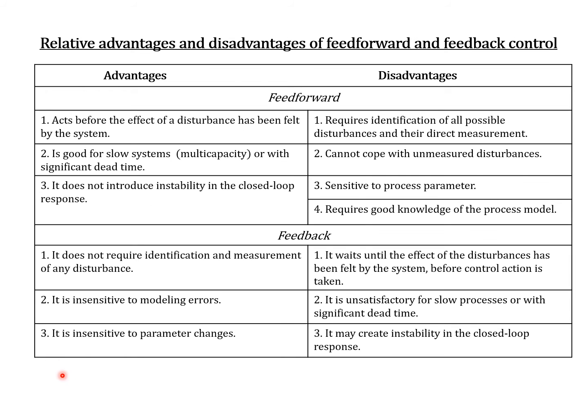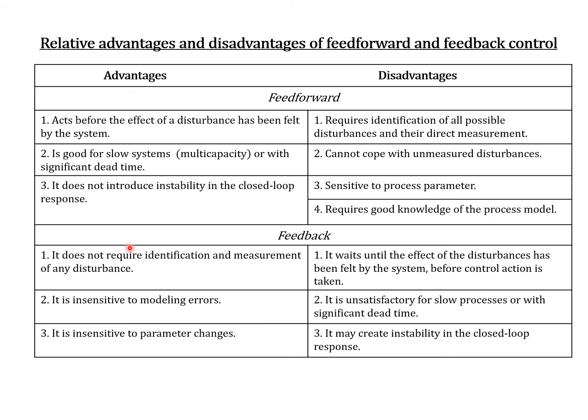So basically, the advantage of the feed-forward is that it acts before the effect of disturbance has been felt by the system. It's good for slow systems with significant dead time. It does not introduce instability in the closed loop response. In terms of disadvantages, it requires identification of all possible disturbances. Of course, you need to identify and measure. It cannot cope with unmeasured disturbances. It is sensitive to process parameters and requires good knowledge of the process model.